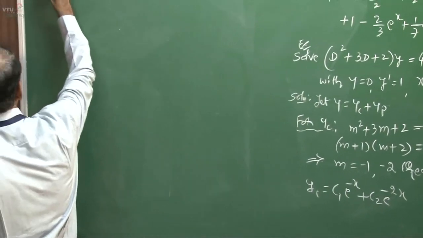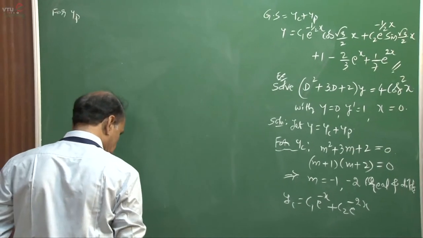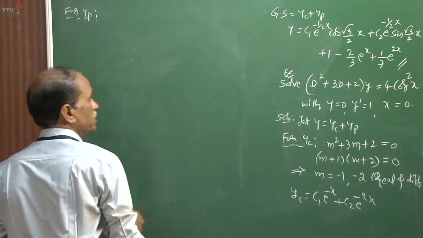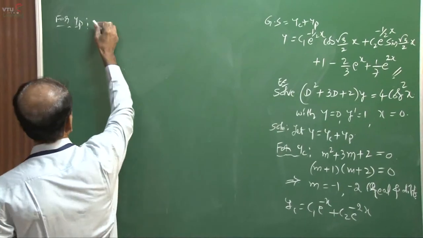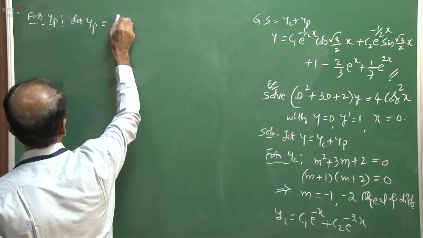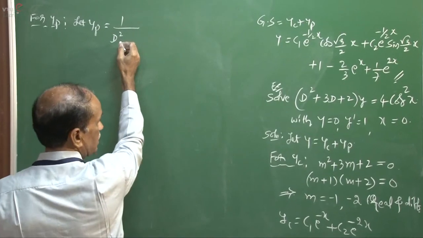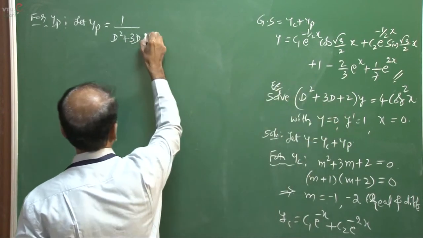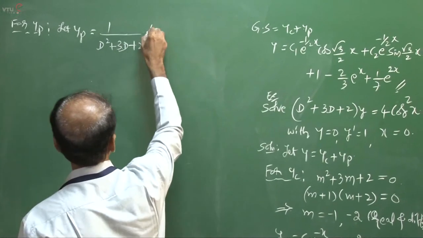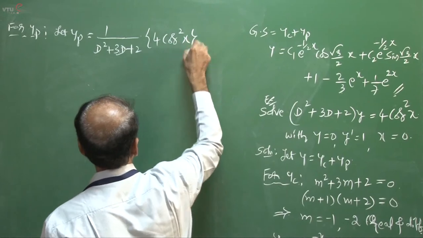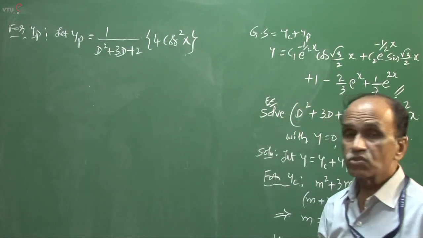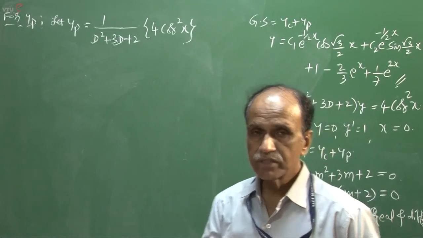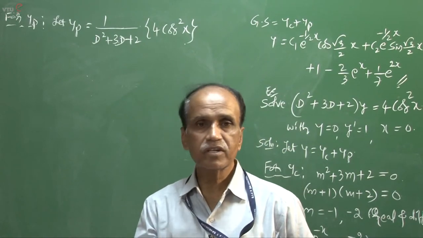Now, for yp, as usual, you proceed to calculate the value of yp. What you have to do? The inverse differential operator you have to use. Here, let yp is equal to 1 divided by d square plus 3d plus 2 operating on 4 cos square x. Therefore, cos square x is not the term which we can continue with for the next step, because it is of second degree, but the formula is only for first degree.